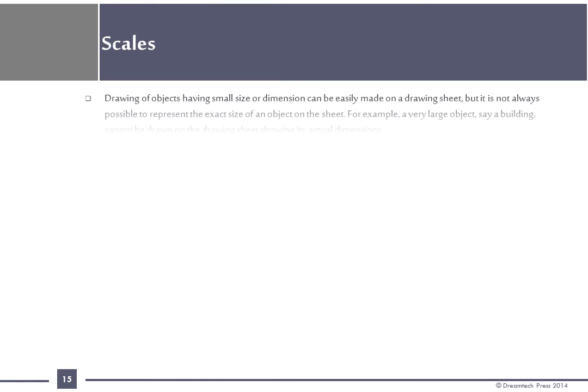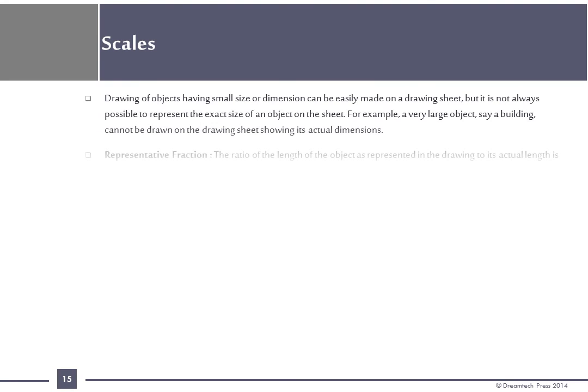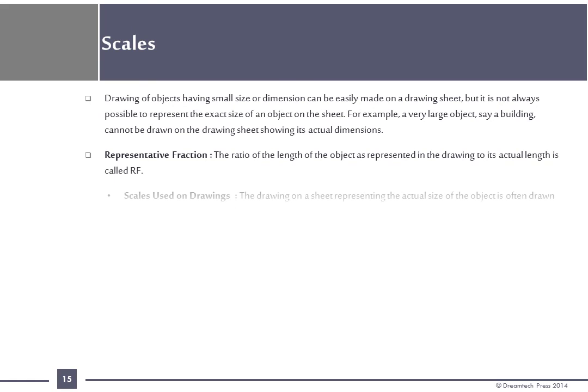Scales. Drawing of objects having small size or dimension can be easily made on a drawing sheet, but it is not always possible to represent the exact size of an object on the sheet. For example, a very large object, say a building, cannot be drawn on the drawing sheet showing its actual dimensions. Representative fraction. The ratio of the length of the object as represented in the drawing to its actual length is called RF.